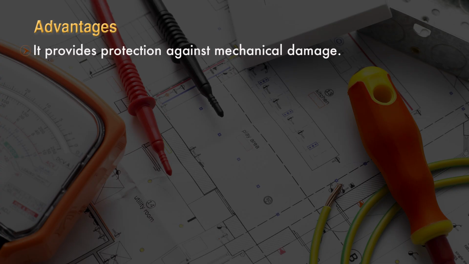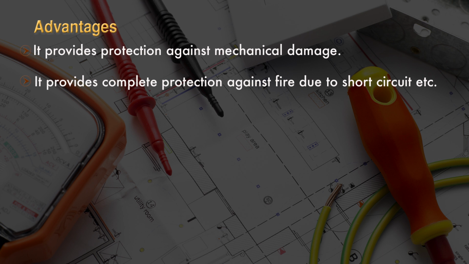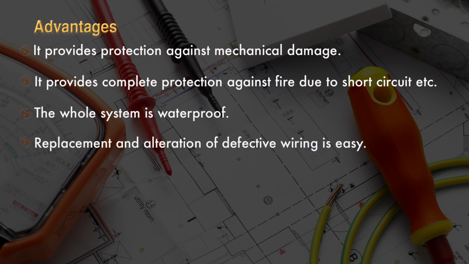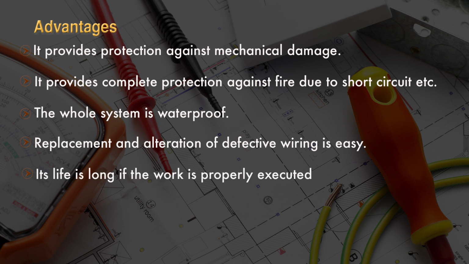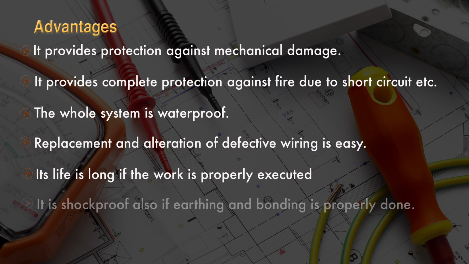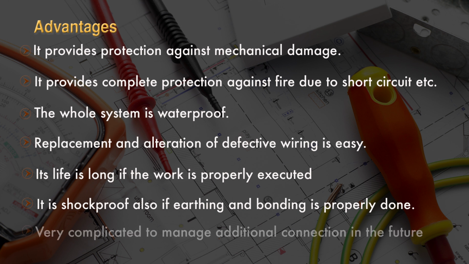Now we are going to discuss the advantages of this. First advantage is it provides protection against mechanical damage. Second advantage is it provides complete protection against fire due to short circuit. Third advantage is the whole system is waterproof. Fourth advantage is replacement and alteration of defective wiring is easy. Next advantage is its life is long if the work is properly executed, and it is shockproof also if earthing and bonding is properly done. Next advantage of this wiring is it is easy to manage additional connections in the future.